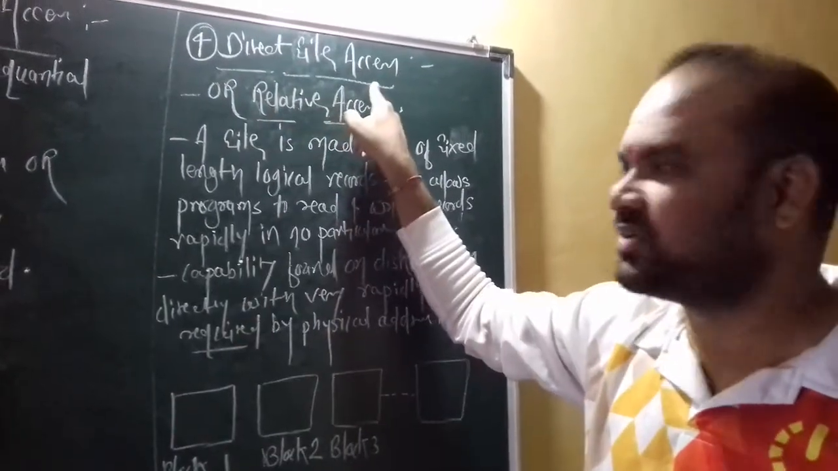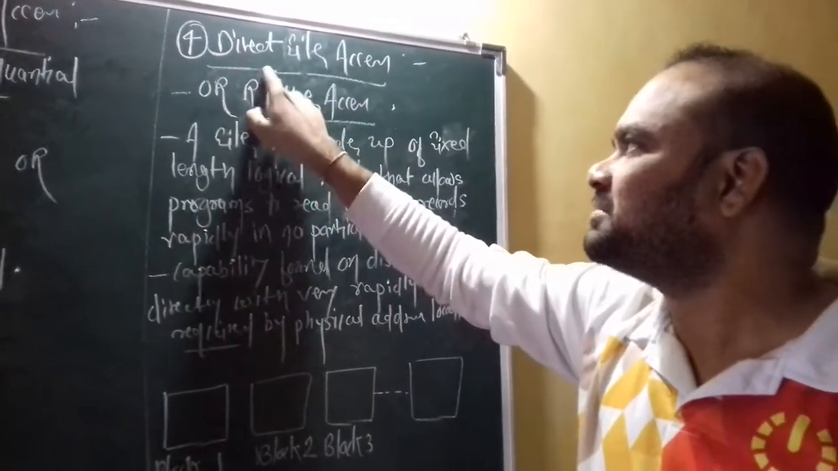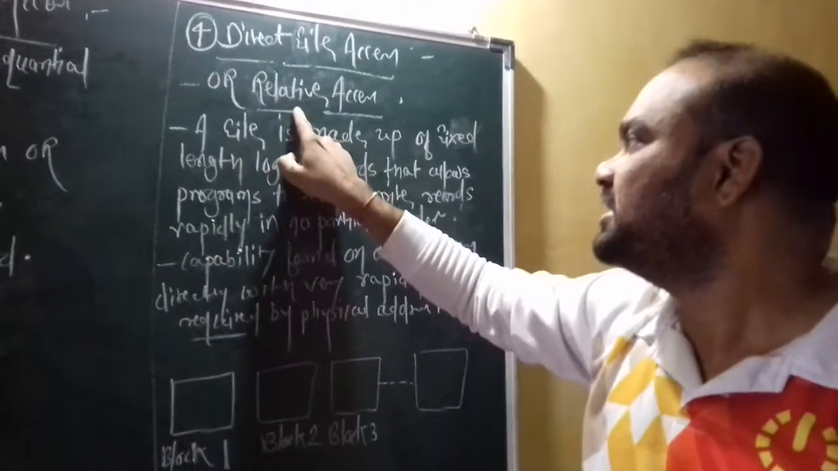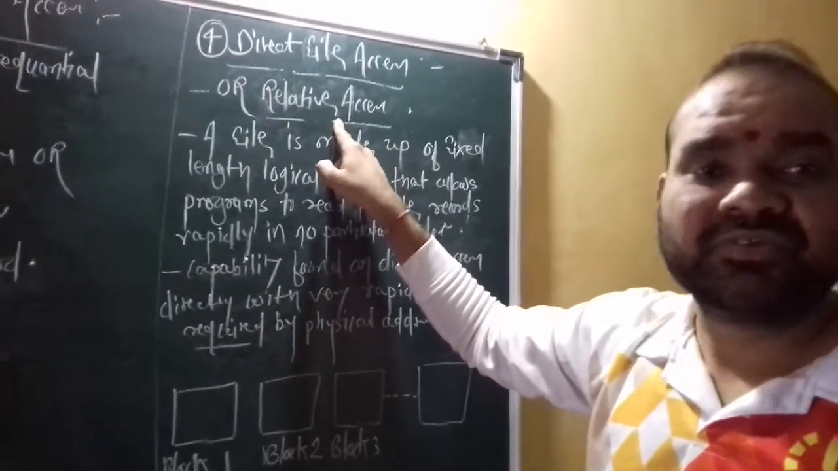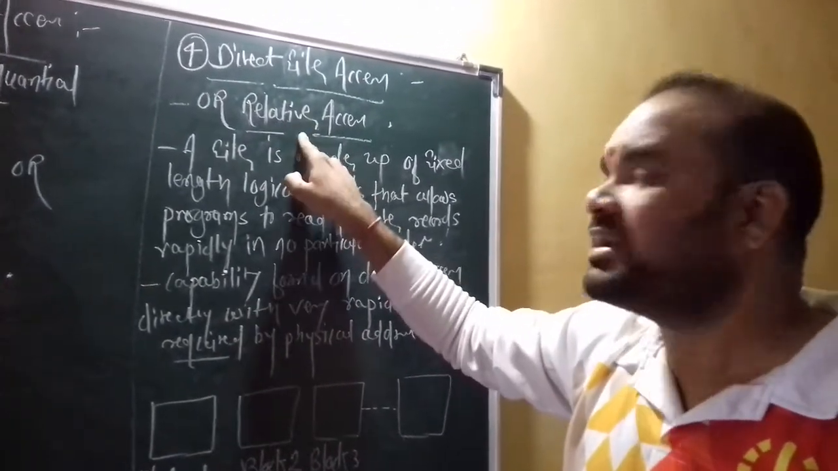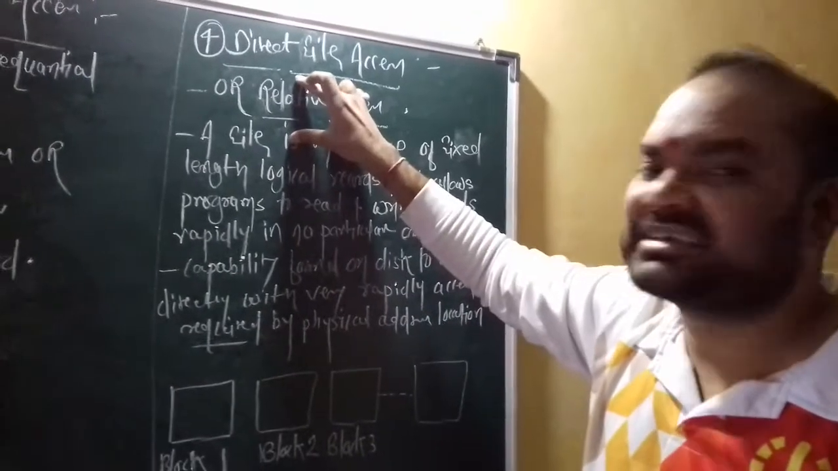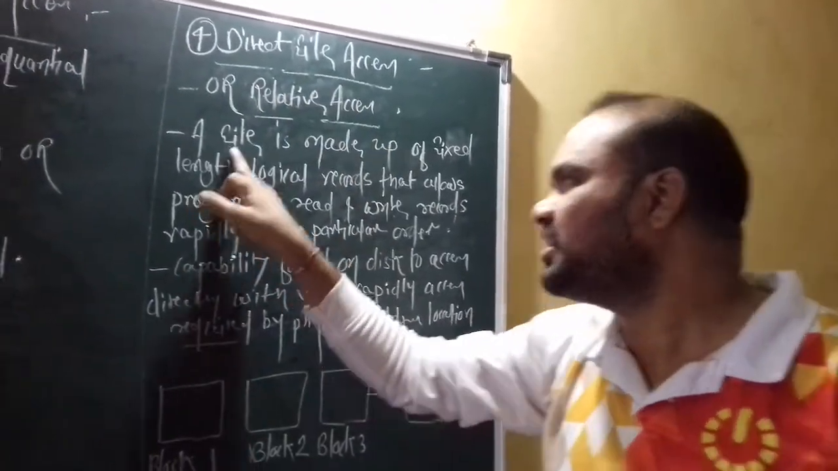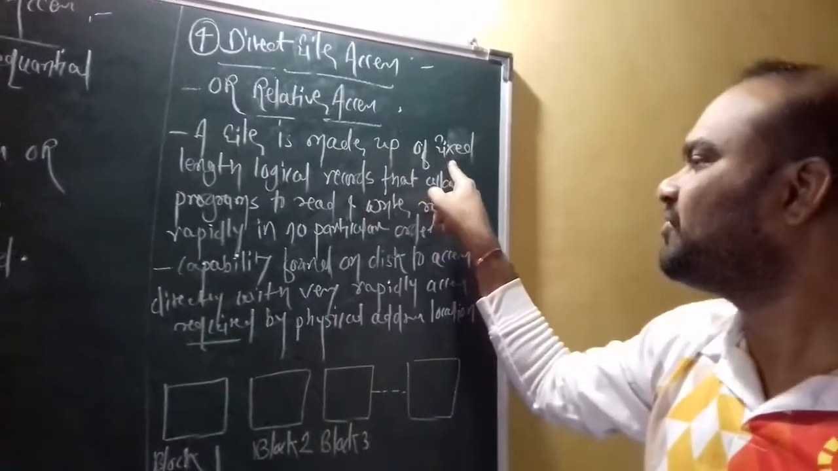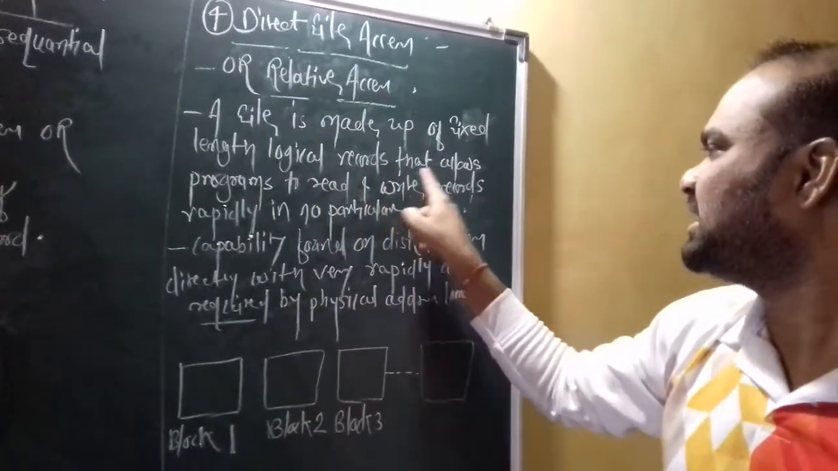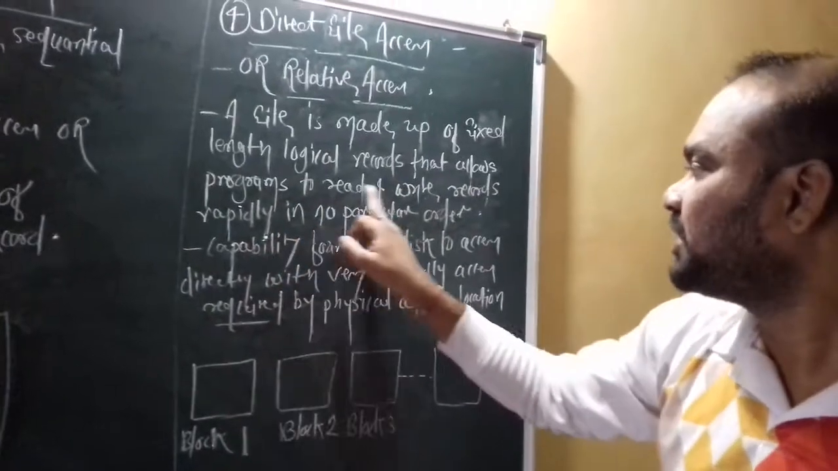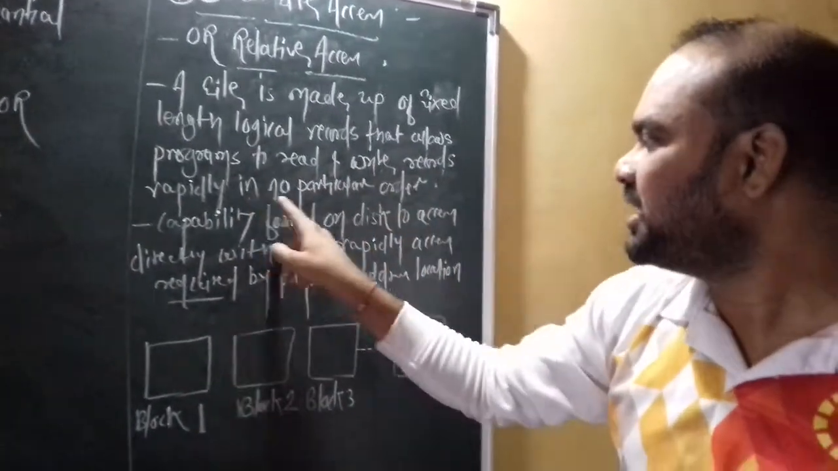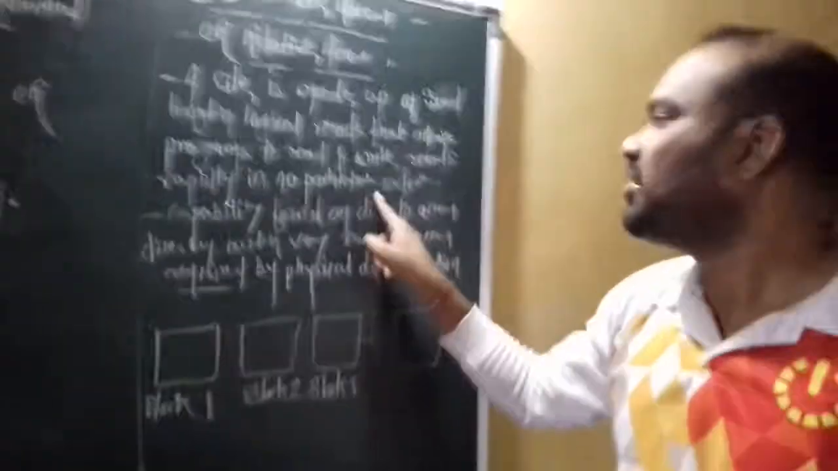Okay, now the last method is direct file access. Okay, this is the last method, and this particular method is also called relative access. Which name? Relative access. This is the alternative name regarding these methods. Now focus here. A file is made up of fixed length logical records that allows programs to read and write records rapidly in no particular order.